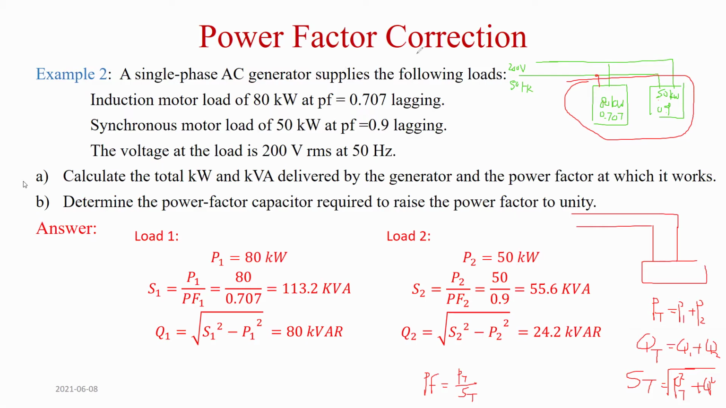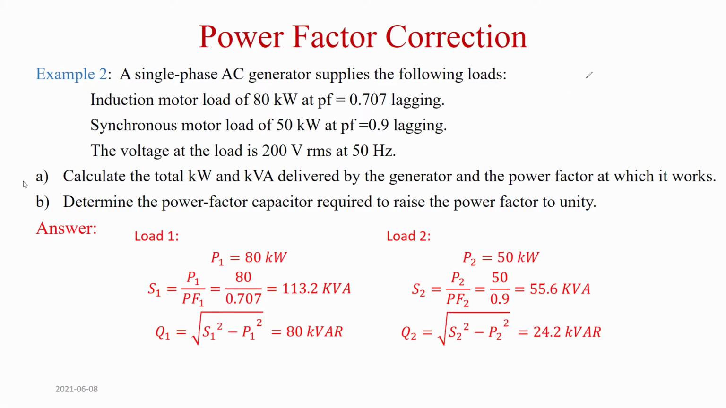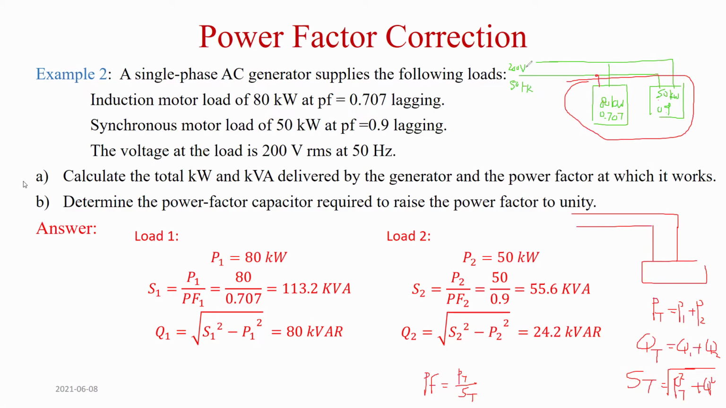So this is load 1. They give me P. They give me the power factor. I can find S. Then I can find the Q for the first load. The second load, they give me P. I can find S, and I can find the Q. Now I can find the total P, which is 80 plus 50. I find the total Q, which is 80 plus 24.2.